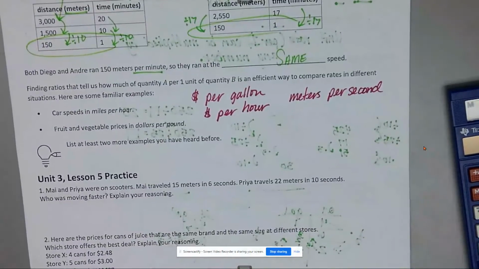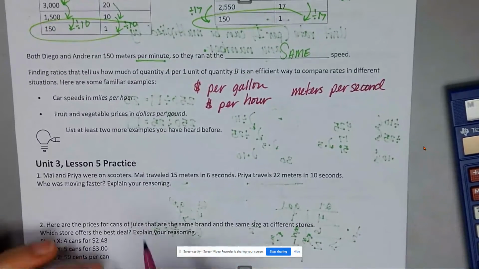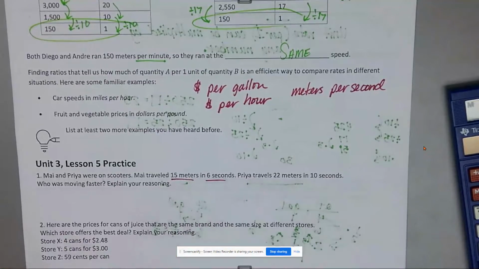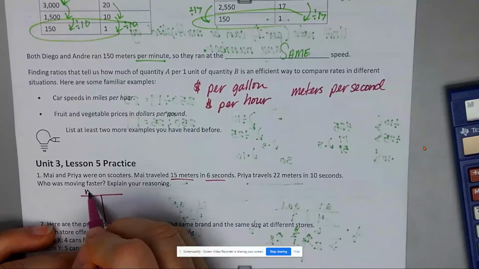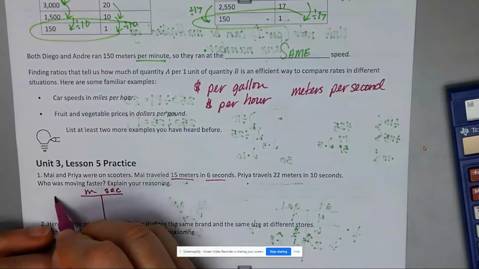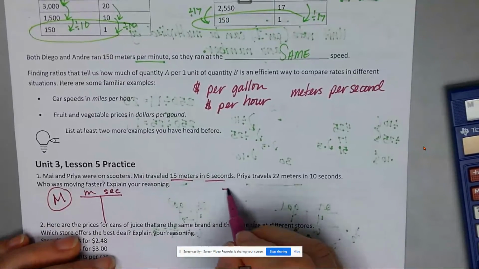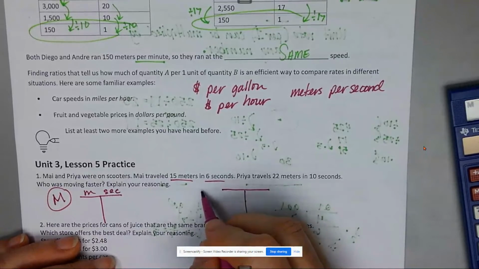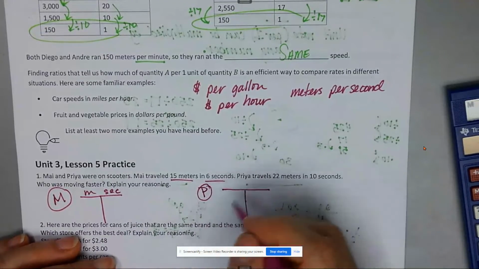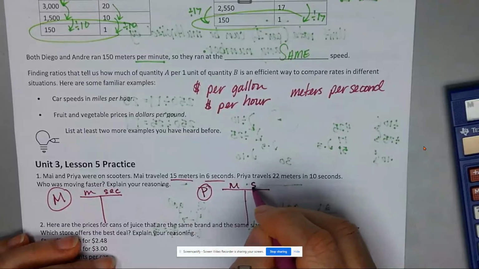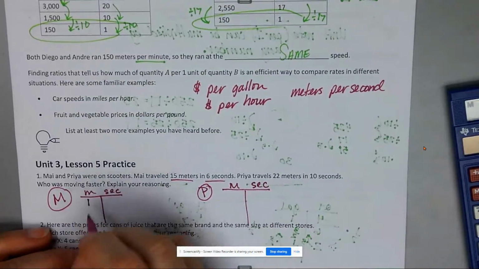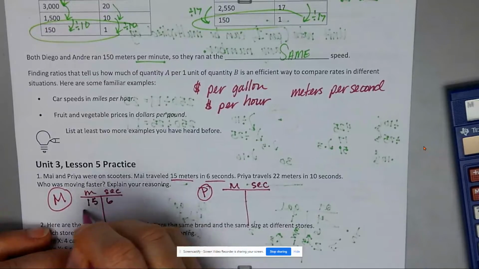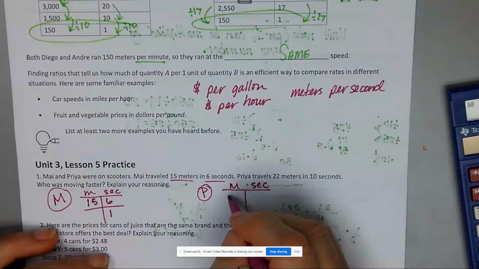Mai and Priya were on scooters. Mai traveled 15 meters in 6 seconds. So here's my table, meters per second. That's for Mai. And here's my table for Priya. Meters per second. Who was faster? I'm going to set it up for you, but I want you to finish it.